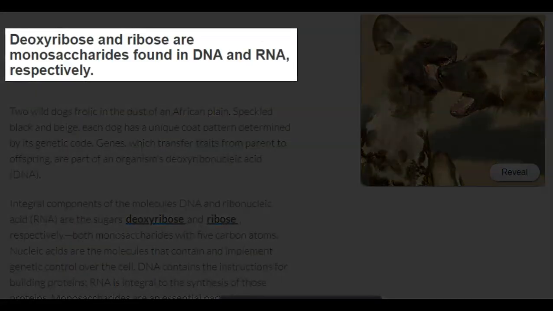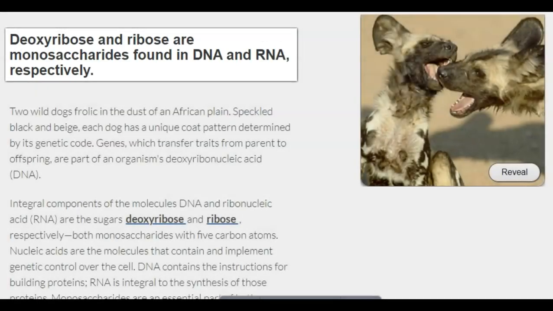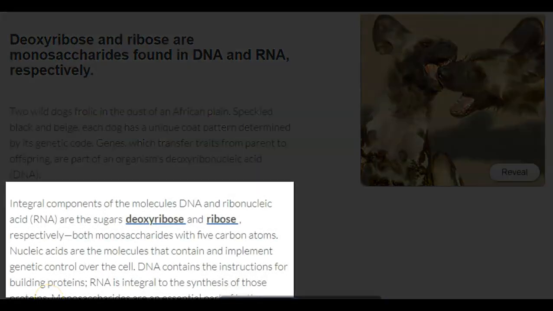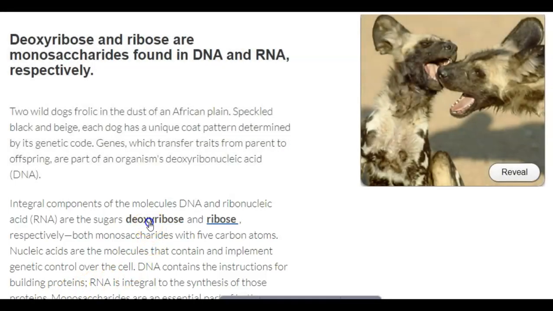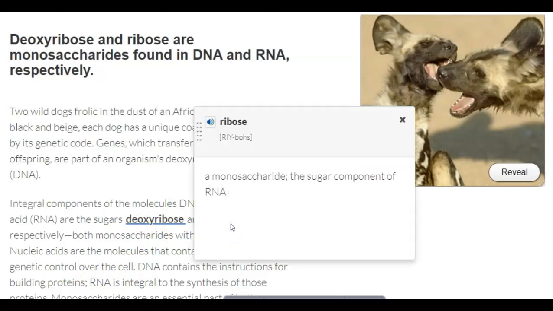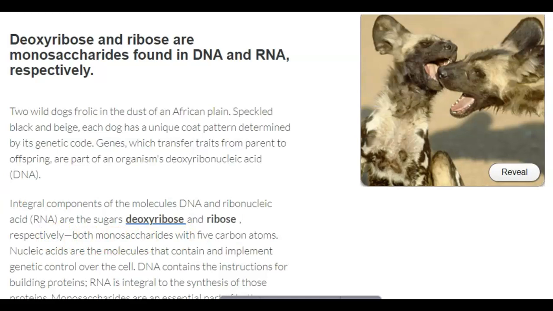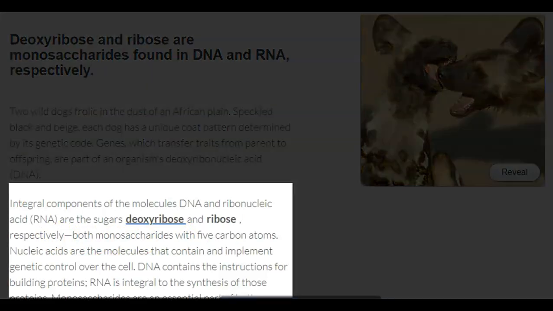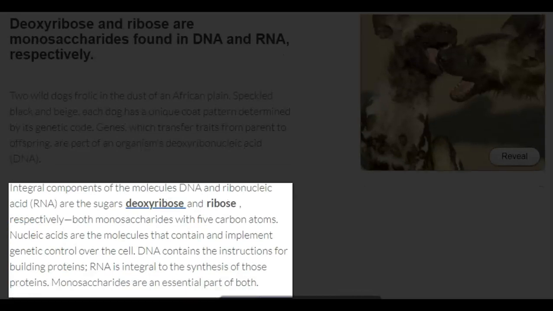Deoxyribose and ribose are monosaccharides found in DNA and RNA, respectively. Integral components of the molecules DNA and ribonucleic acid, RNA, are the sugars deoxyribose, a monosaccharide, and ribose, also a monosaccharide, both monosaccharides with 5 carbon atoms. Nucleic acids are the molecules that contain and implement genetic control over the cell. DNA contains the instructions for building proteins. RNA is integral to the synthesis of those proteins. Monosaccharides are an essential part of both.